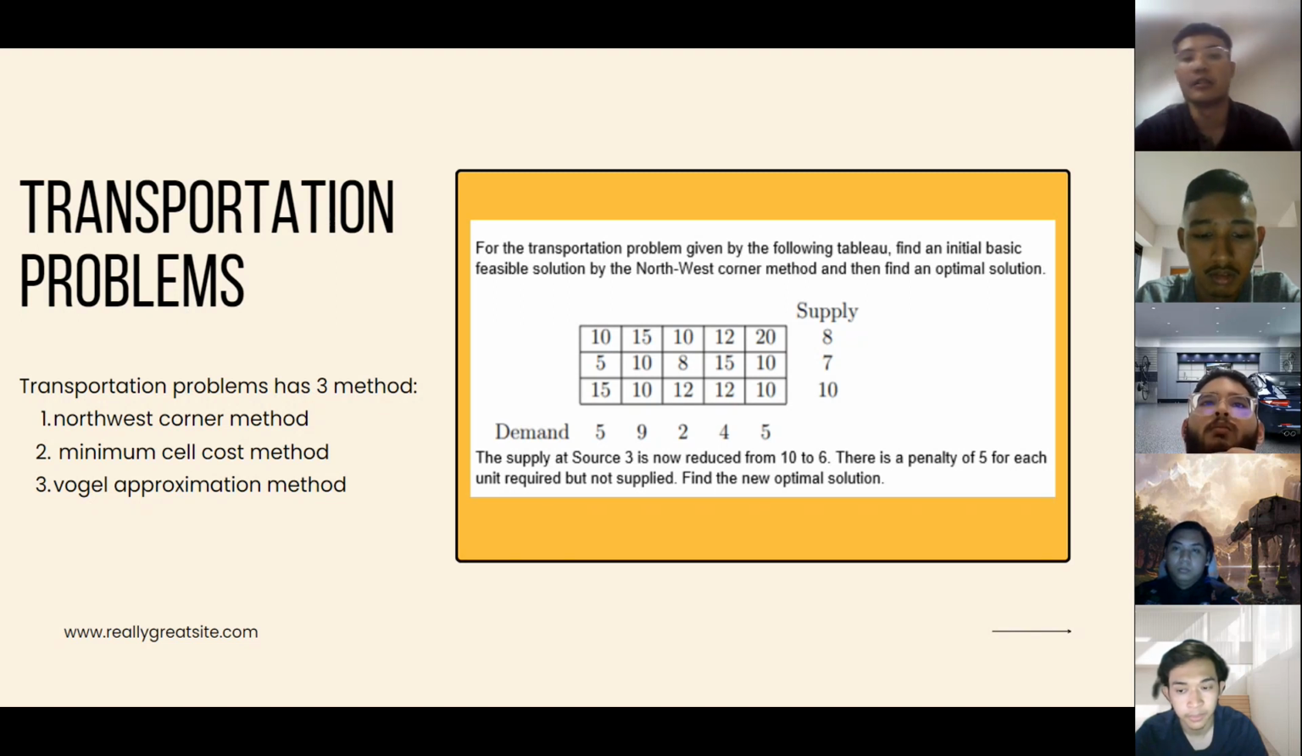In the question, for the transportation problem given by the following table, find an initial basic feasible solution by the northwest corner method and then find an optimal solution. Based on this question, we want the northwest corner method.